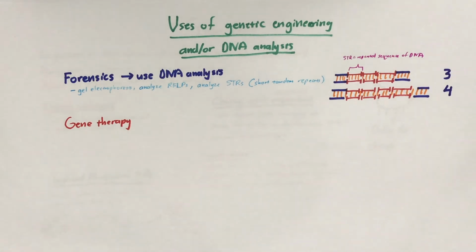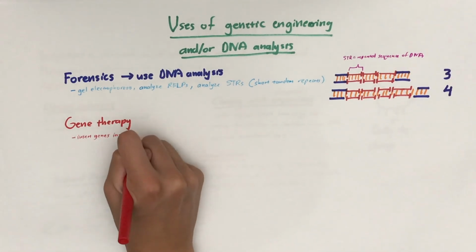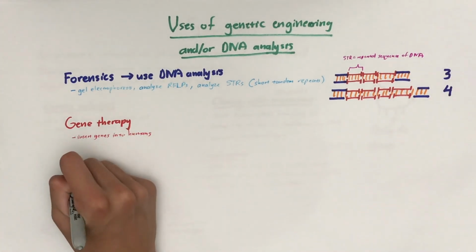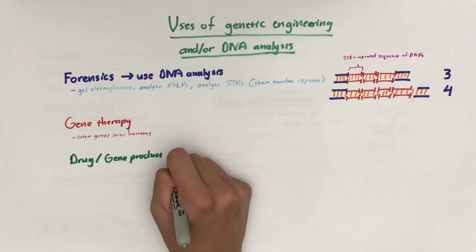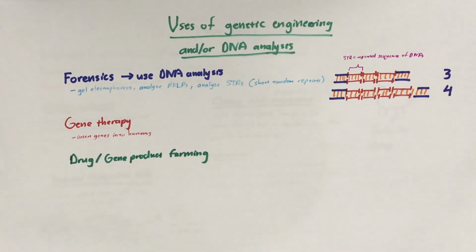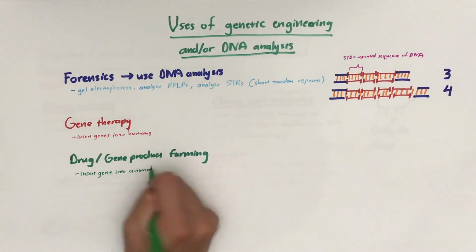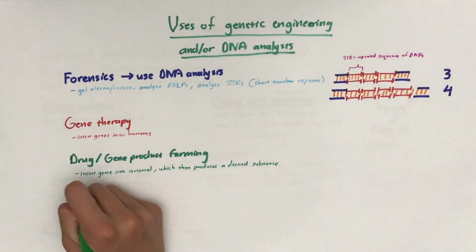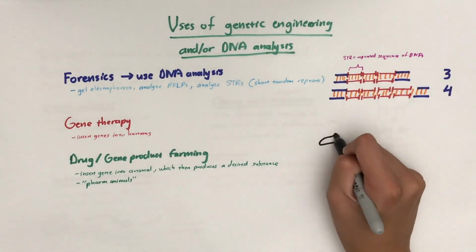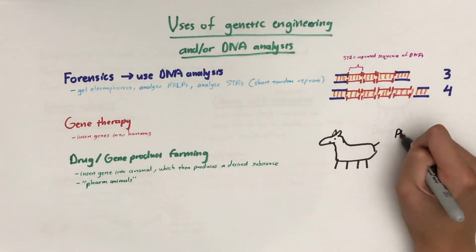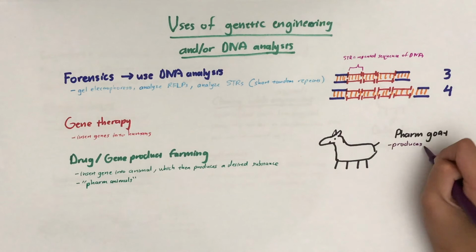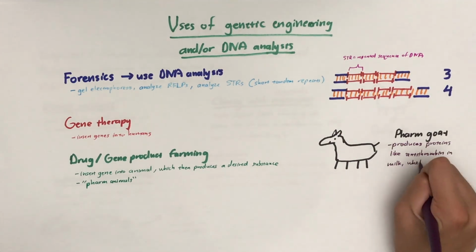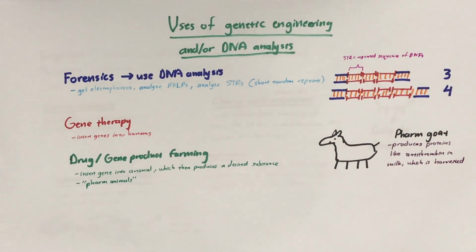Gene therapy is also a big thing. You basically just plug in genes from somewhere else into a person, and they make a thing that they can't make normally. Drug and gene product farming is basically you insert the gene into a farm animal instead, and the farm animal makes the thing that you want. For example, with a farm goat, you stick the gene in them and they will produce the product in their milk, which you can harvest much more easily than if you had to just put in a bacteria.